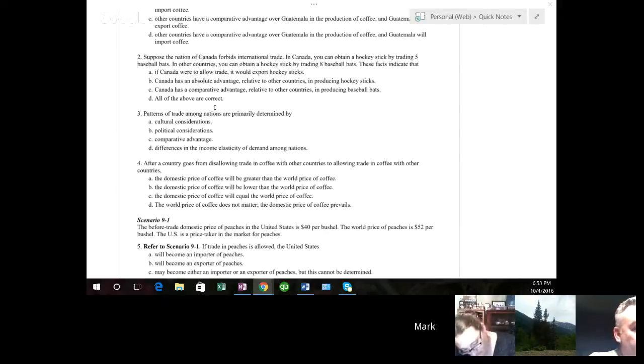I'll do number 3. Okay, go ahead. Patterns of trade among nations are primarily determined by, and I chose C, comparative advantage. That's what I got also. Same. Yep.